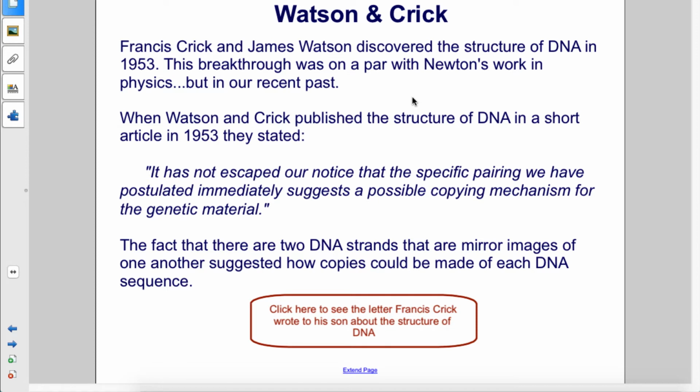When Watson and Crick published the structure of DNA in a short article in 1953, they stated, "It has not escaped our notice that the specific pairing we have postulated immediately suggests a possible copying mechanism for the genetic material. The fact that there are two DNA strands that are mirror images of one another suggested how copies could be made of each DNA sequence."